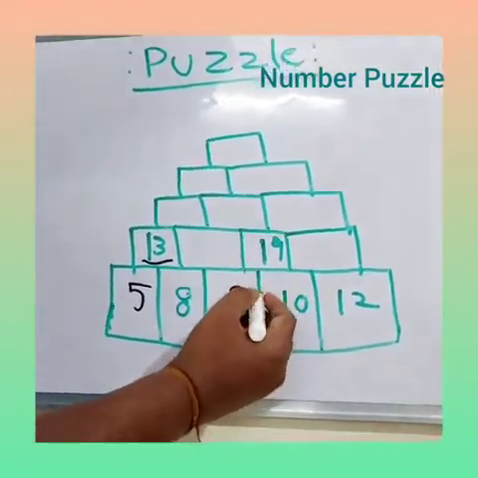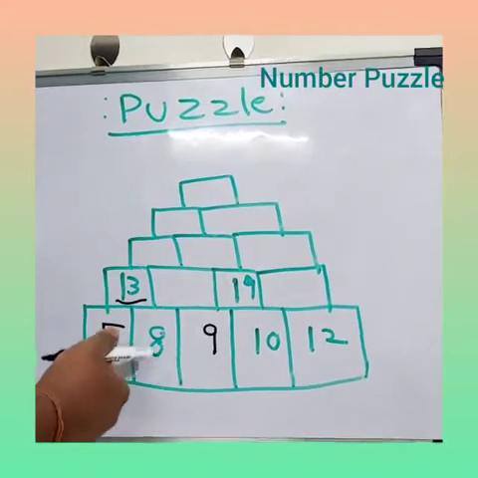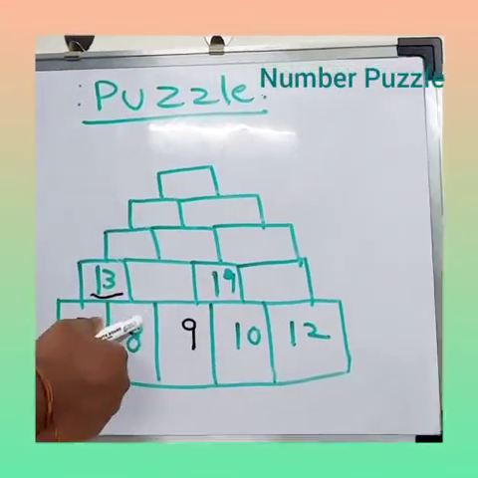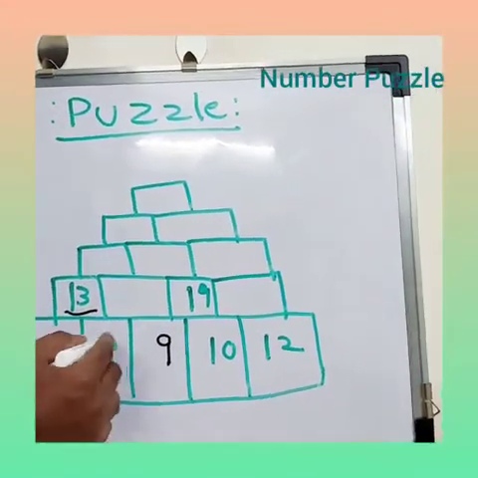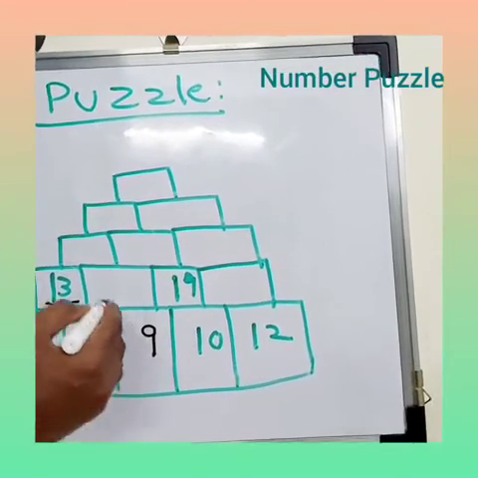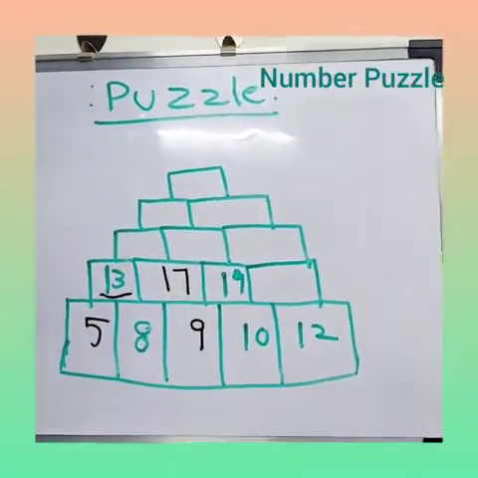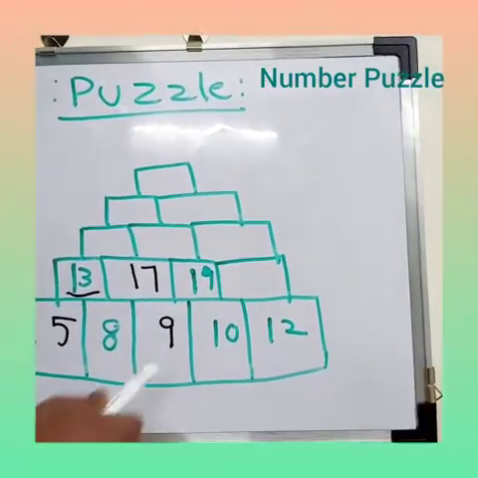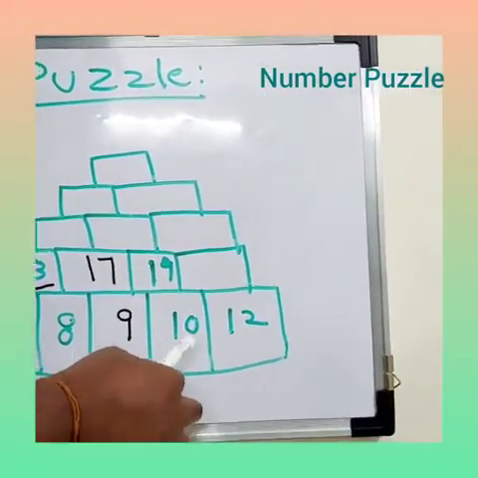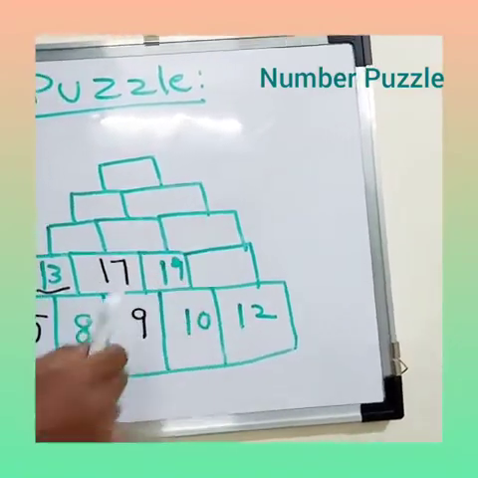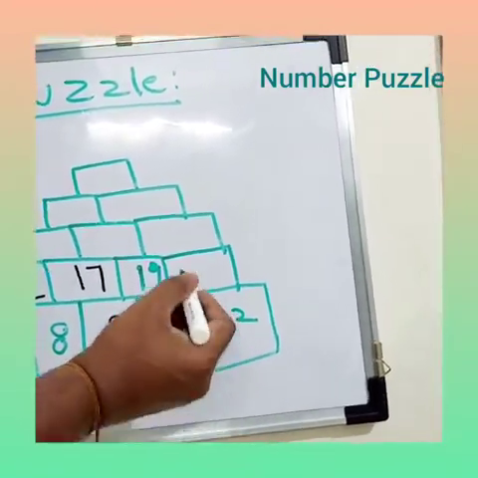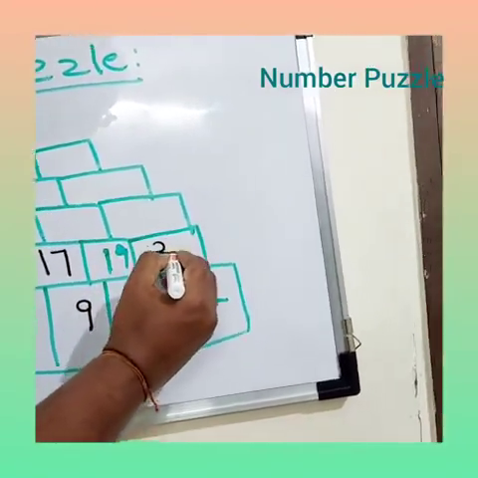Now you can find this value, because again this block is opposite to this block and this block, so we need to sum these. 8 plus 9 is what? It is 17. And what is the leftover? The leftover is this one in the second row. 10 plus 12, that is 22.